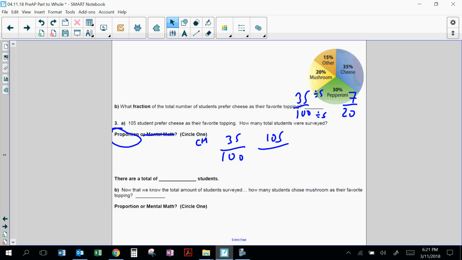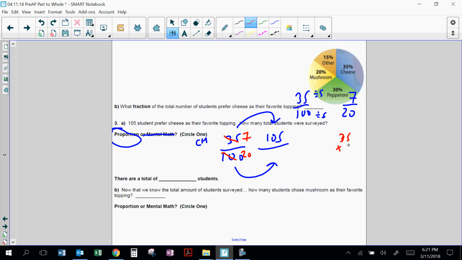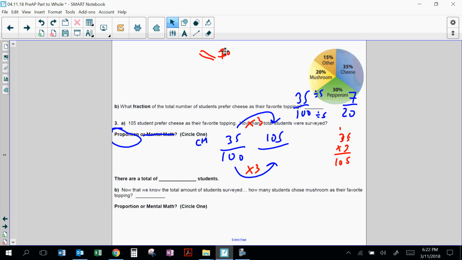Can 35 be built? Can 35 go into 105? It cannot. We're going to have to simplify. That's why I asked you to simplify earlier. 35 and 100 simplify to 7/20. Now, can 7 go into 105? Wait, stop. 35 actually does go into 105. We do not need to simplify. I apologize there. Because, let's see, 35 times, is it 3? Let's see, 15 carry the 1. Yeah, it is times 3. I'm going to move this out and pretend I never saw this one. So it is times 3. So that means there are 300 total students in the survey.